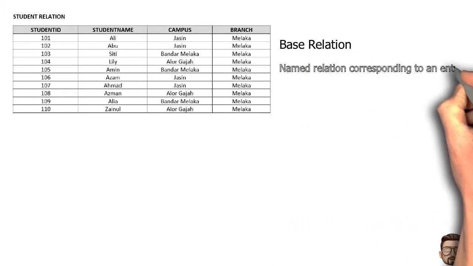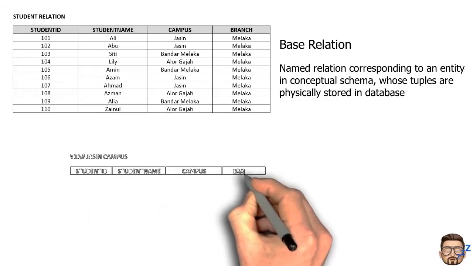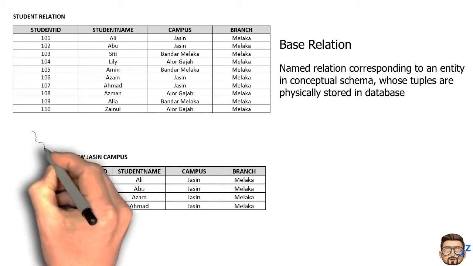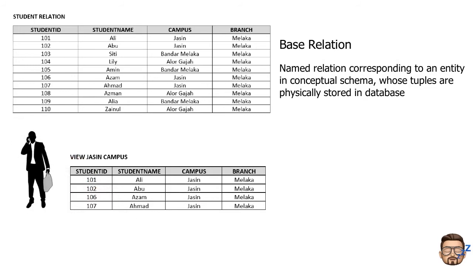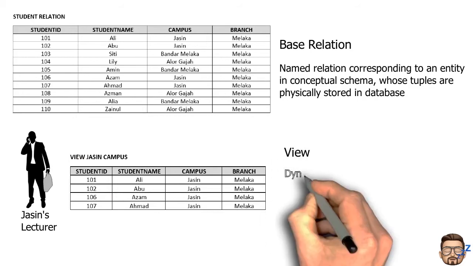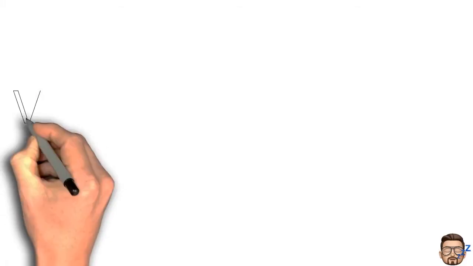Base relation is a named relation corresponding to an entity in conceptual schema whose tuples are physically stored in the database. Let's say you are a lecturer in UiTM Jasin. Of course, you can only view students from campus Jasin instead of all students in UiTM Malacca. View is a dynamic result of one or more relational operations operating on base relation to produce another relation.